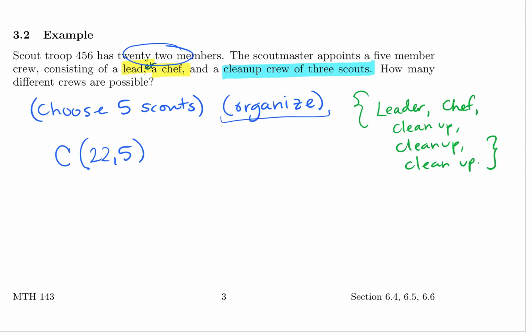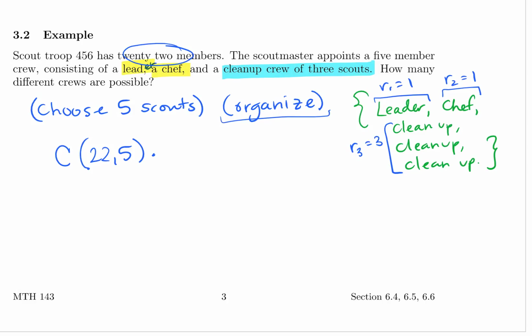So to organize them, this would be a permutation with repetition. So we'll think of the leader, that's one subset. So my R1 would have size 1. A chef is a second subset. There's still one of those. And then the cleanup crew, that's my R3. There are 3 of them.